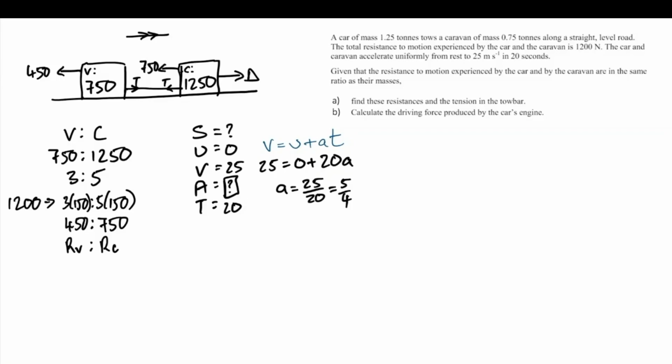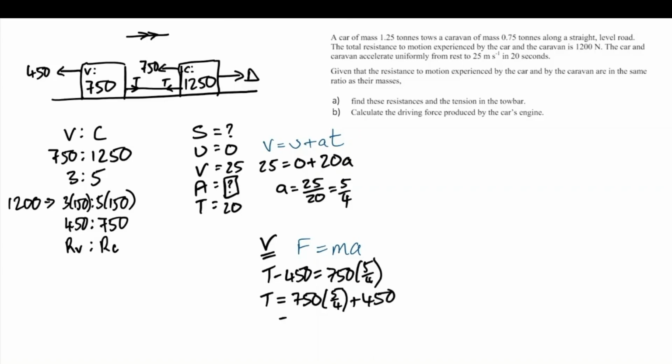So I'm going to start with the caravan, since there's only one unknown, being the tension. So Newton's second law says that the resultant force, so a combination of the forces in the direction of motion, considering positive and negative, which in this case is T minus 450, should equal the mass times the acceleration. Okay, just rearranging to make tension the subject, and we get a tension of 1,387.5. Okay, so that's the tension in this system.